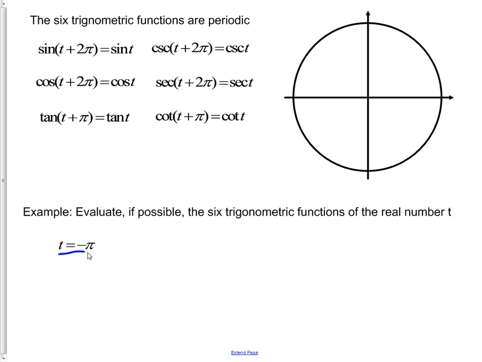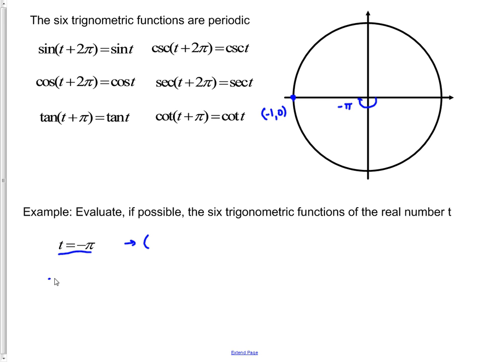Let's let t equal negative pi. Where will we find negative pi? Well, negative pi would be a rotation in the clockwise direction, but it happens to be coterminal with the angle pi, right? We know that it's coterminal. It's at the point negative 1, 0 here at negative pi.